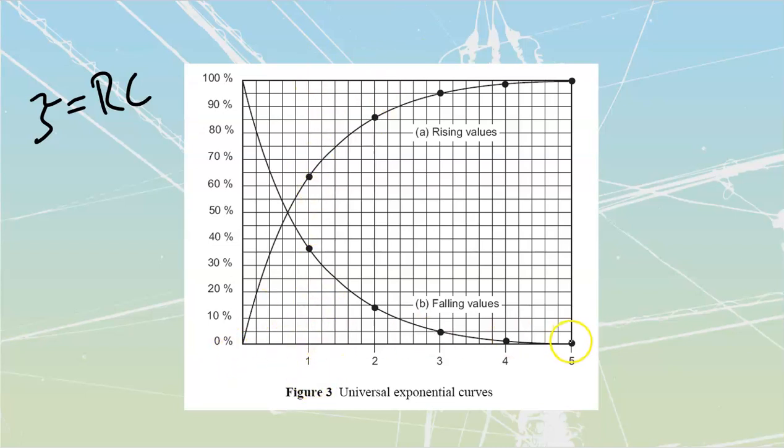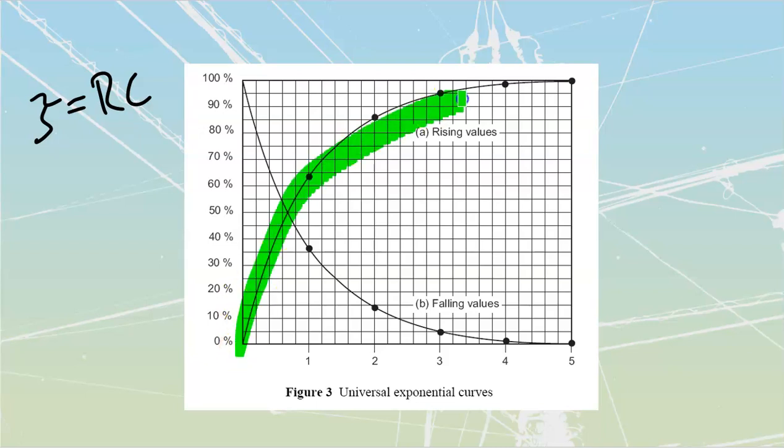If we want to get to our full value of charge, then that is going to have to be done off of 5 time constants. If we want to get to our full value of discharge, that would have to be done off of 5 time constants as well. Let's identify what these two curves could be used for.